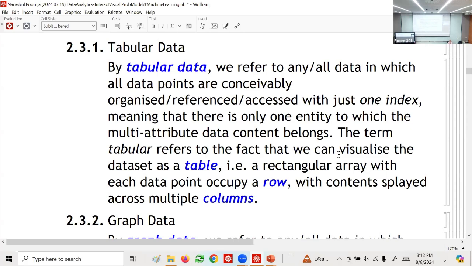Okay? So 2 by 2 by 3 is a tensor. 2 by 2 by 3 by 4 is a tensor. 2 by 2 by 2, everything from there is a tensor. Okay.